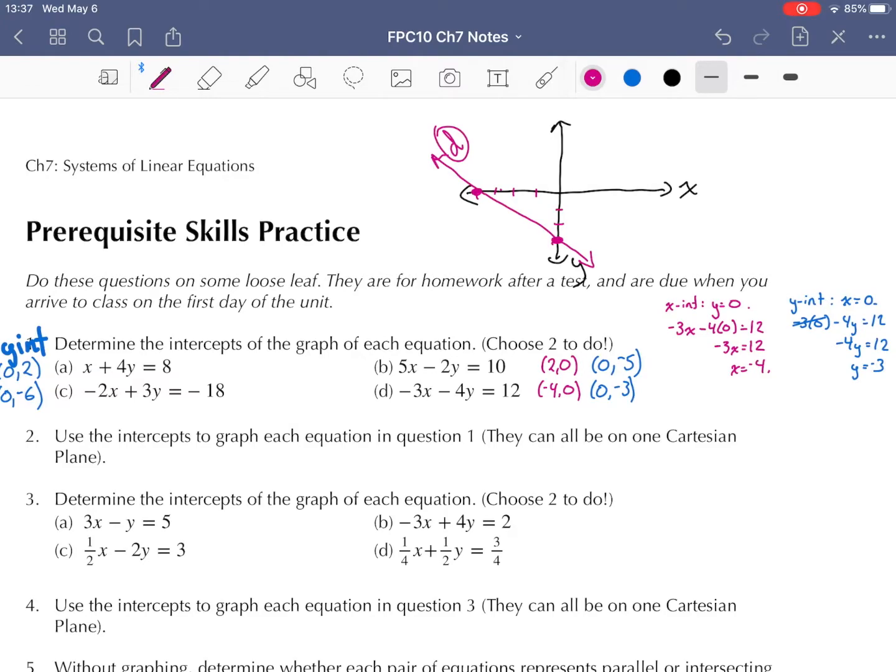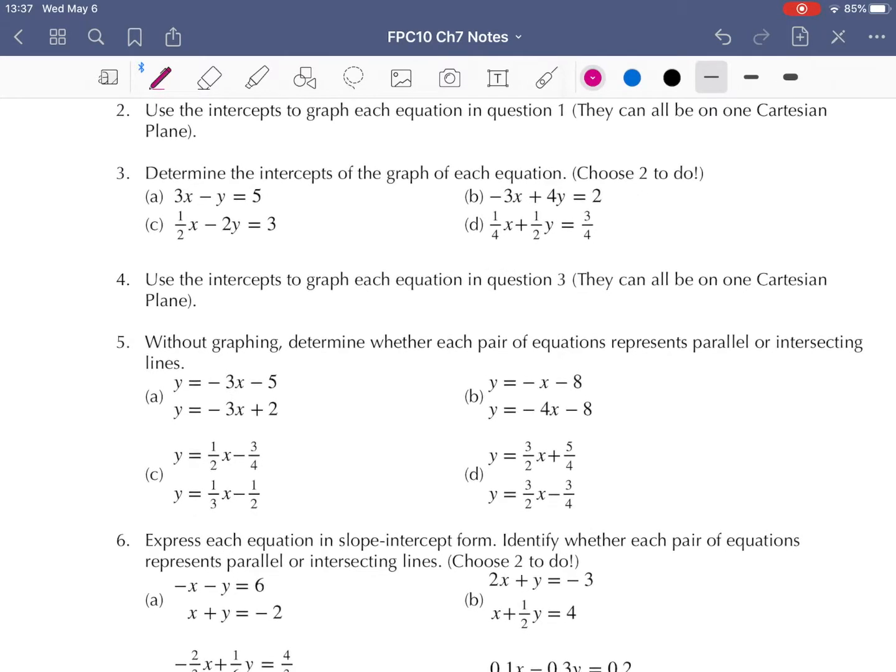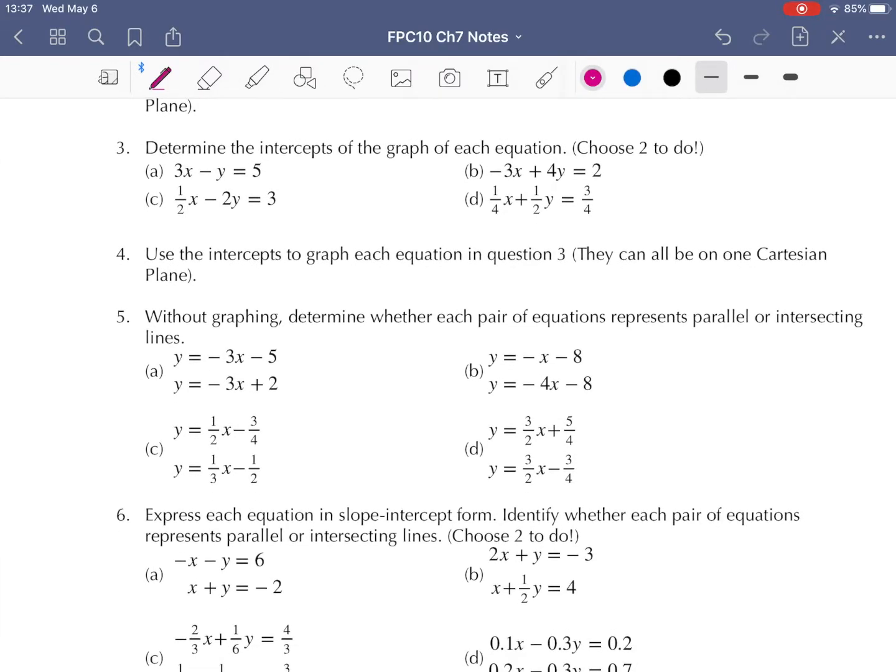Letter D should look like this. If you want to check your graphs for the others, you can just go on to Desmos.com or the Desmos app, type them in exactly as they are, and they'll graph them.